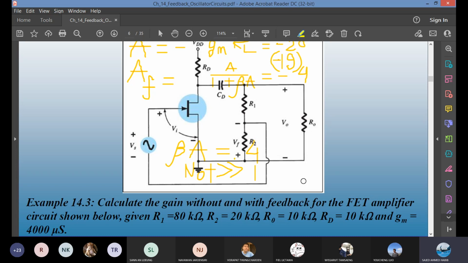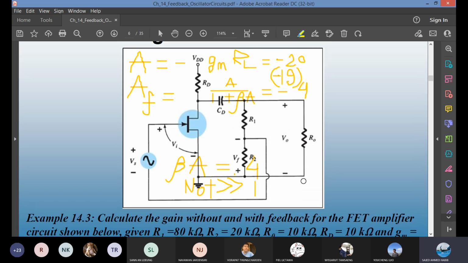This one is not. So the correct answer for this problem, gain without the feedback, is about minus 19, minus 20, and gain with the feedback is minus 4. What if you took minus 19? Let me see. If I use minus 19 and take all the R1 and R2 values, I get A sub F equals minus 3.96. So between minus 3.96 and minus 4, there is not much difference, very tiny.